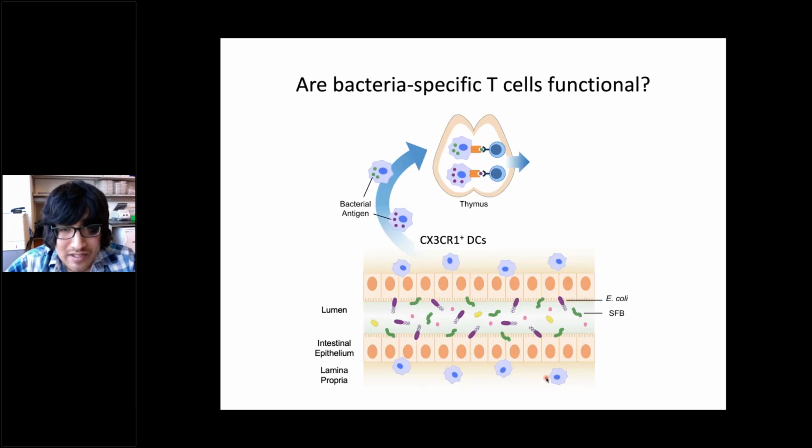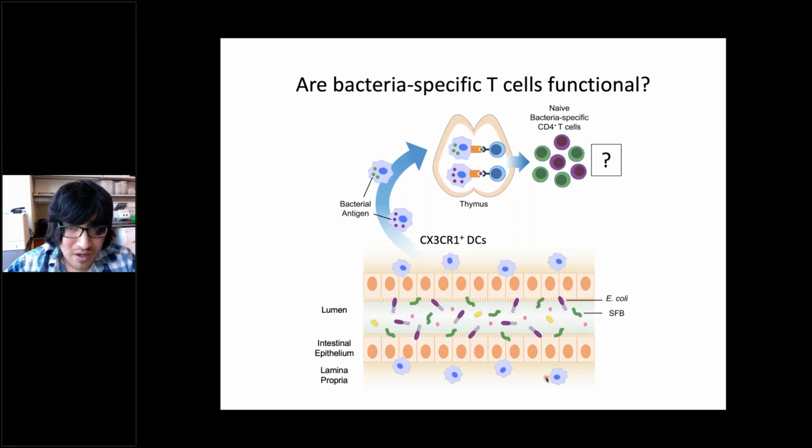Good. Now that we know exactly what is changing between young adult and adult mice, how this bacterial DNA and how these bacteria-specific T cells are generated in the thymus and which APC is responsible for these changes, we wanted to know if these bacteria-specific T cells generated in the thymus were actually functional. So we collected naive microbiota-specific CD4 T cells in the thymus and tried to assess their differentiation and their capacity to induce disease.